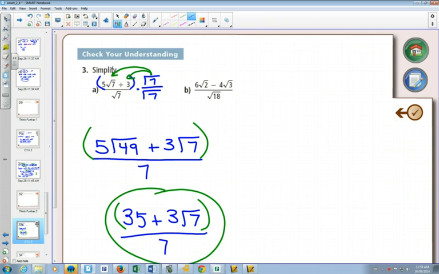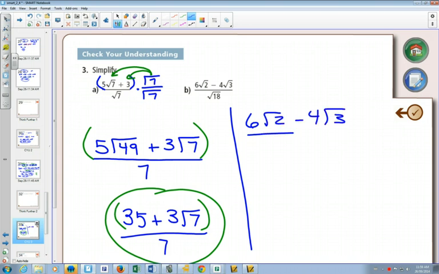In the second one, again, we have a bunch of square roots. Are there any of them that we can change to mixed radicals? Yes. Can you see that the bottom can be simplified? I have 6 root 2's minus 4 root 3's. Those ones can't be simplified. But root 18 is the same as root 9 times root 2, which is 3 root 2. If you simplify first, your numbers are going to be smaller.